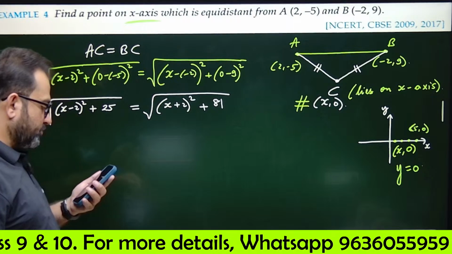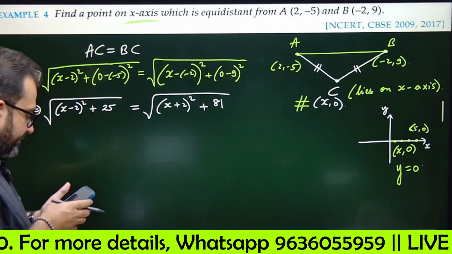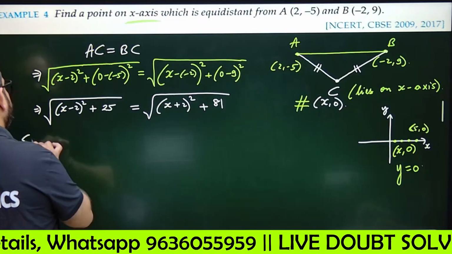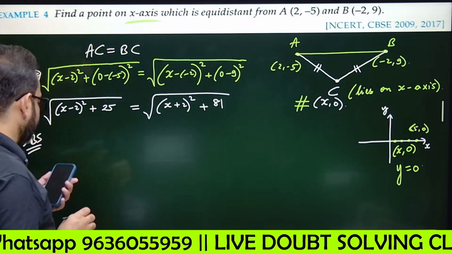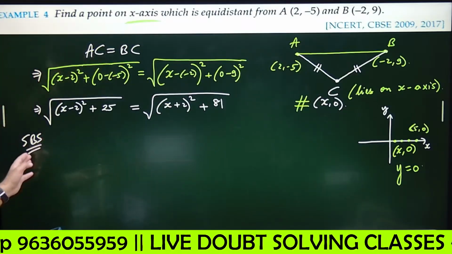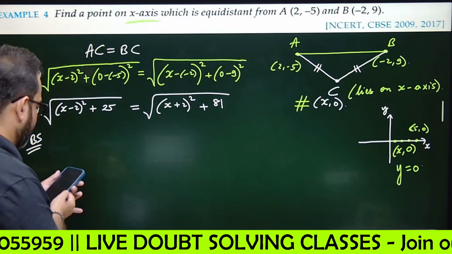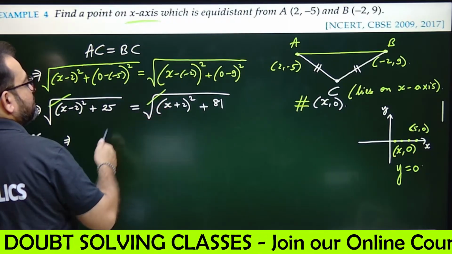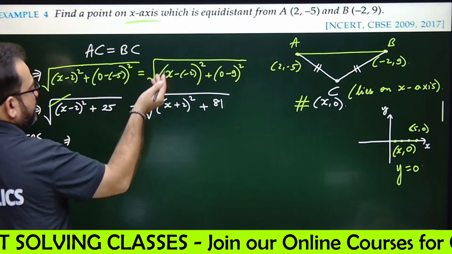Is this point clear or no? I think this point is very much clear. Squaring both sides. In the exam you cannot write SBS, you have to write it completely: squaring both sides. When you square, this square root will cancel this square root.